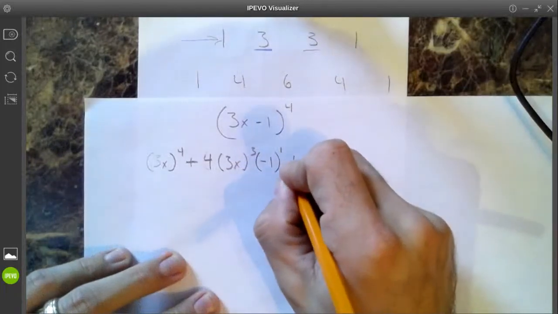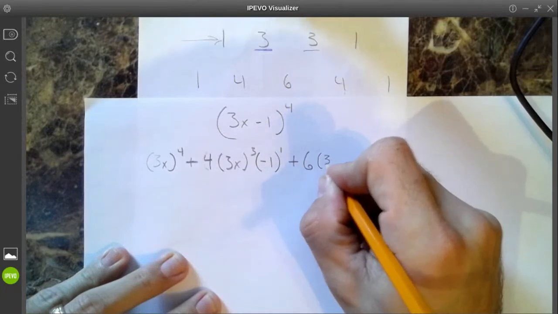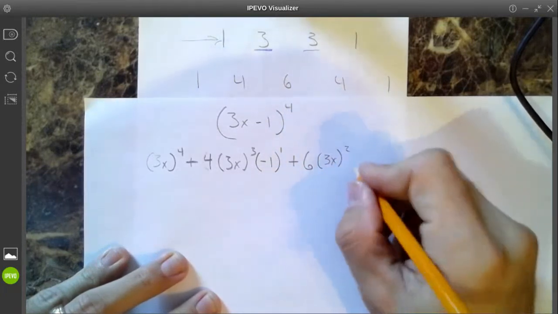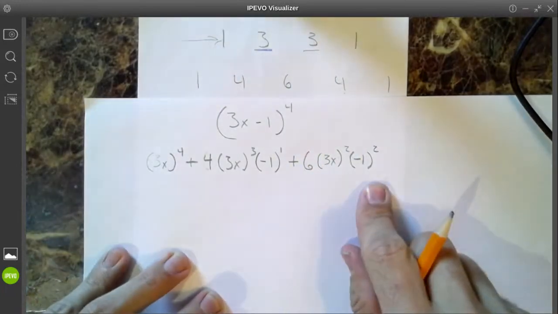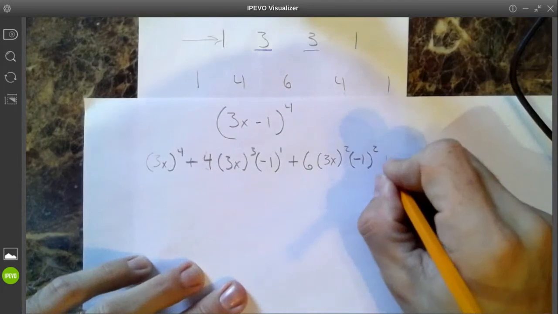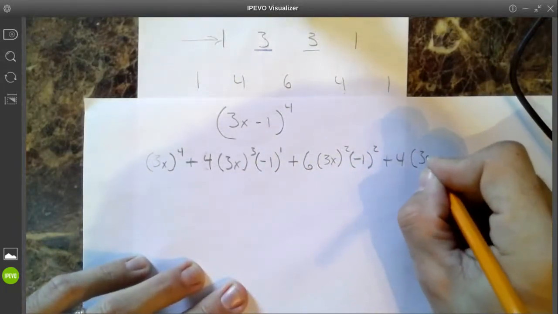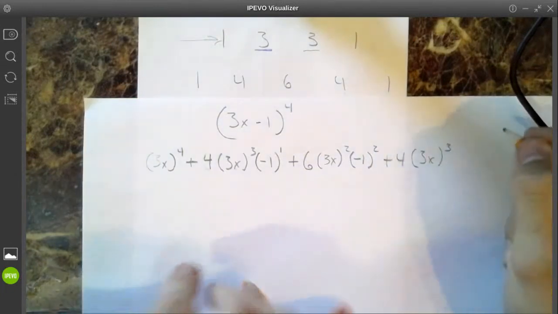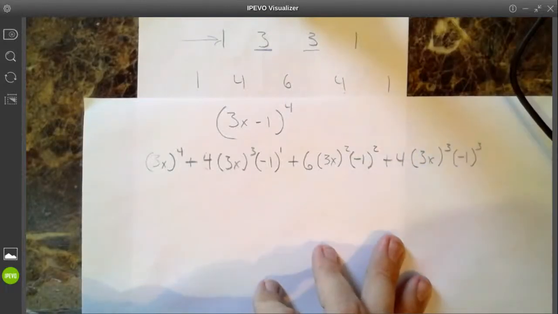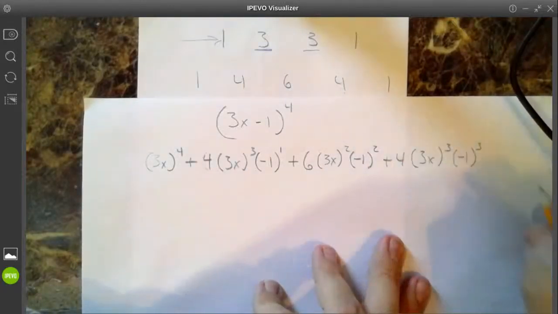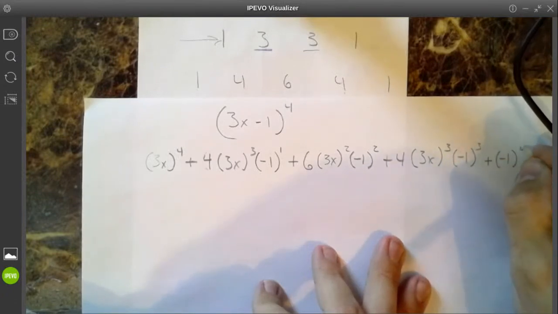And then it's going to be plus 6 is my coefficient, and it's going to be 3x to the second power, but my negative 1 is going to be to the second power here. And then it's going to be 4. 4 is my coefficient. It's going to be a 3x to the third power. And my negative 1 is going to be to the third power. And then I'm at my last one, which is going to be a negative 1 to the fourth power.